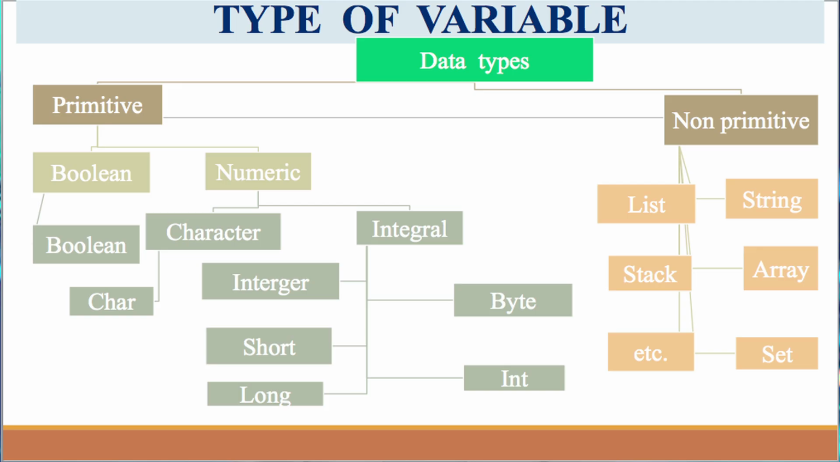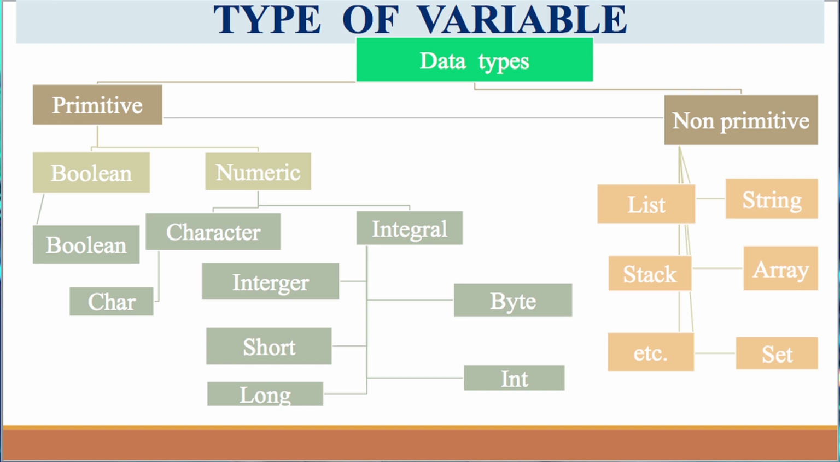And inside character you can see here char. So basically char is used for the character value, and for the integer, the numerical value, we have byte, short, integer, and long. Initially we have byte, then short, then integer, then long. So this is the hierarchy. And Integer is a class, so this class can also be used to declare or define the variable.